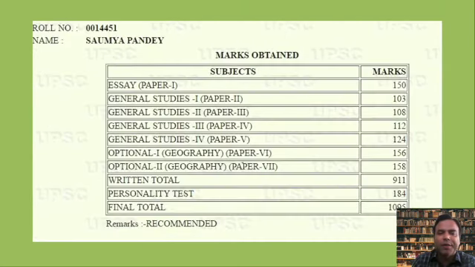Swami Apande, a similar situation arises, above 300. Paper 1, 156, paper 2, 158. So if you go with this totality, she got around 314 marks. Isn't it? 314 marks. So there are many students of mine who also scored above 300.